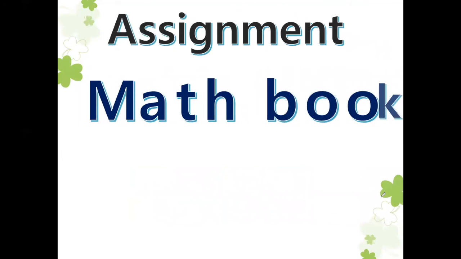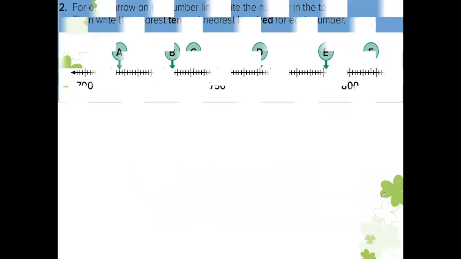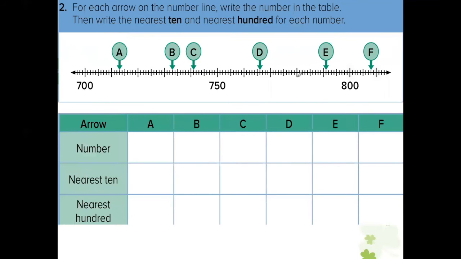So for your assignment, math book, page 23, number 2: for each arrow on the number line, write the number in the table. Then write the nearest 10 and nearest 100 for each number. So you have here letter A. So look at letter A here. So you have 10, 20, 30, 40, and 50. So 10, 11, 12, 13.